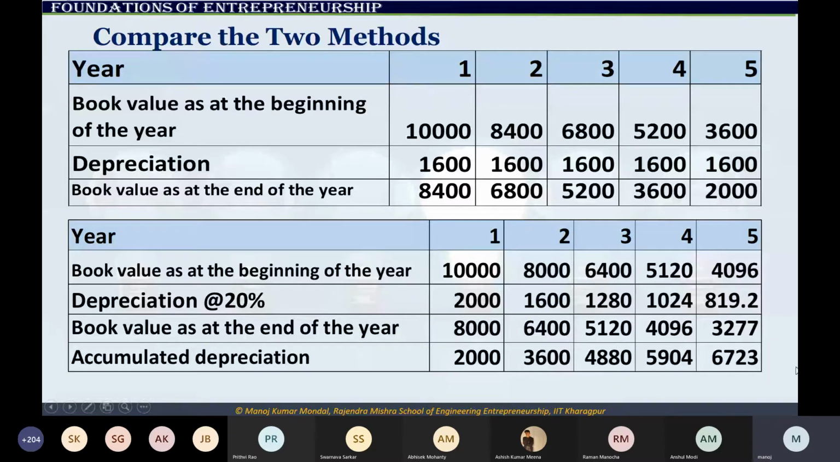This is of course accumulated depreciation. If you add all the depreciation every year, that becomes accumulated depreciation. First year accumulated depreciation is 2,000 itself. Second year it is 2,000 plus 1,600, it becomes 3,600. Third year it is 3,600 plus 1,280. This becomes the accumulated depreciation.